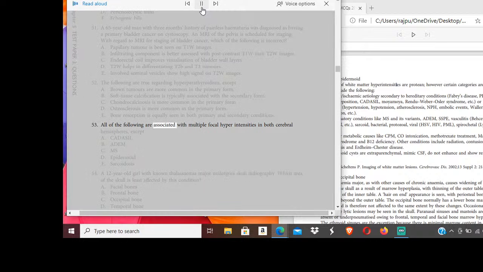53. All of the following are associated with multiple focal hyperintensities in both cerebral hemispheres, except: A. CADASIL. B. ADEM. C. MS. D. Epidermoid. E. Sarcoidosis.